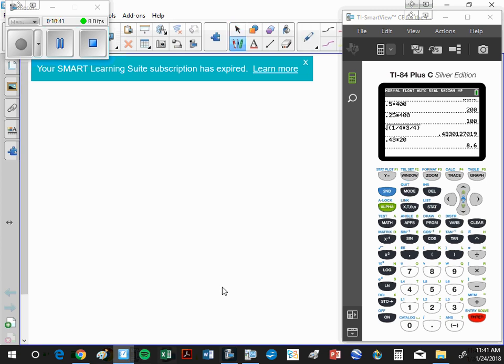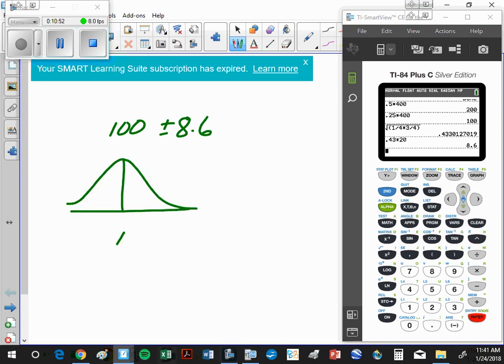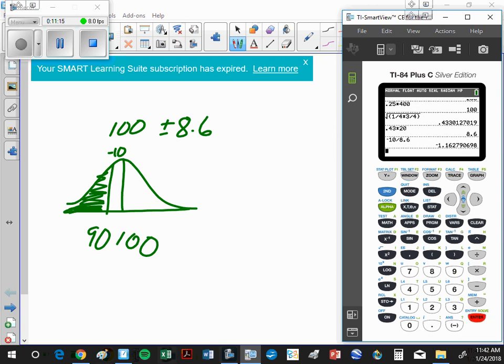No, that doesn't count. All right, what were my numbers? My smartboard died. So I ended up with 100 plus or minus 8.6. So normal curve 100, and I want to know 90, which is a gap of negative 10. Oh, so we want this side? Okay. Do I need to worry about edges? No, 400. For this box, 400 is quite a few. So negative 10 divided by 8.6 gives me a z-score of negative 1.16.